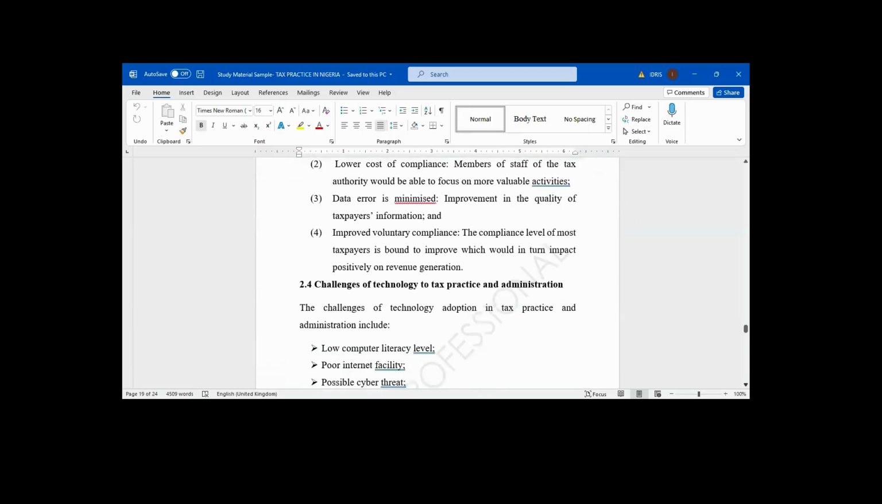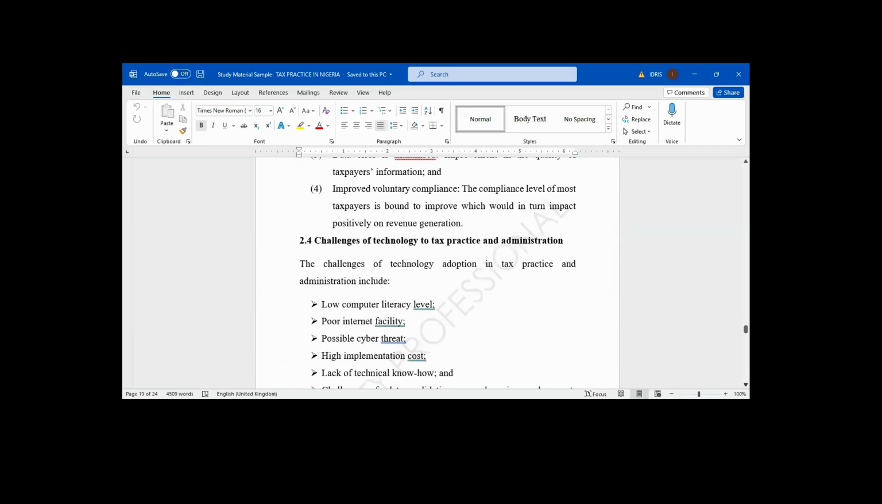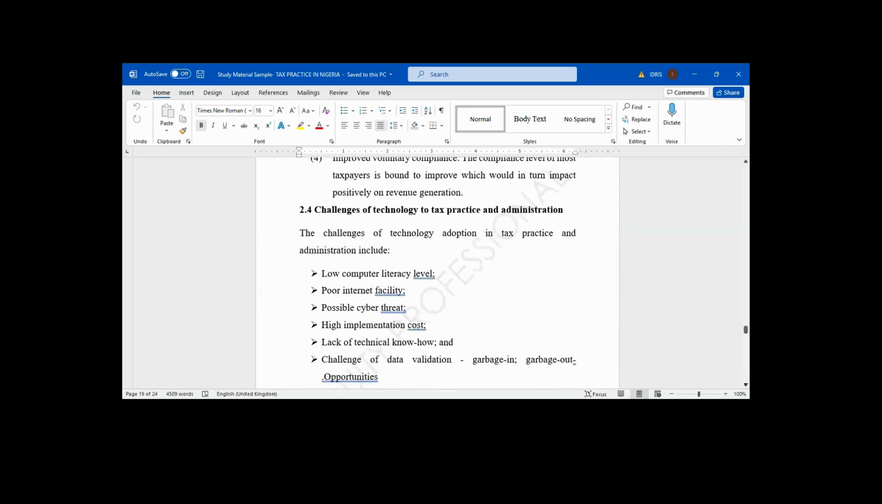Now, what are the challenges of technology to tax practice and administration? All this technology we mentioned earlier, what challenges do you think we can face when we want to use them in tax practice or in tax administration? One of the challenges we can face is low computer literacy level.